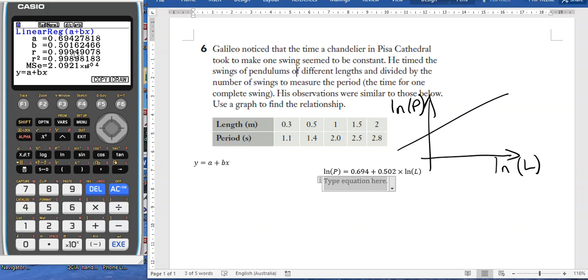Now we better try and neaten this up somehow. So I'll write this as ln of P equals. Now how can I make the number 0.694 look like a logarithm? Well, I would have to write ln of e to the power 0.694, and the 0.502 would be best if I write this as ln of L to the power 0.502. So ln of P, now I could write the right hand side as a single logarithm, e to the power of 0.694 times L to the power of 0.502.